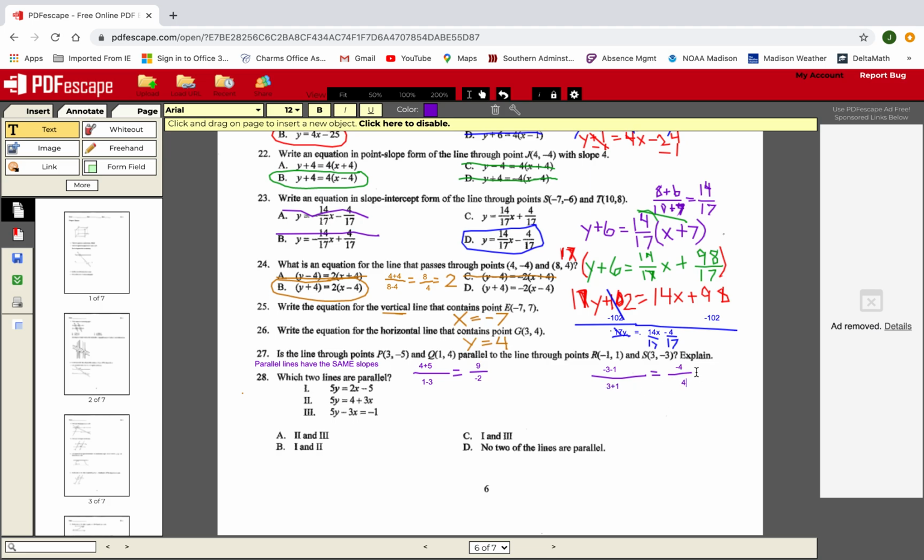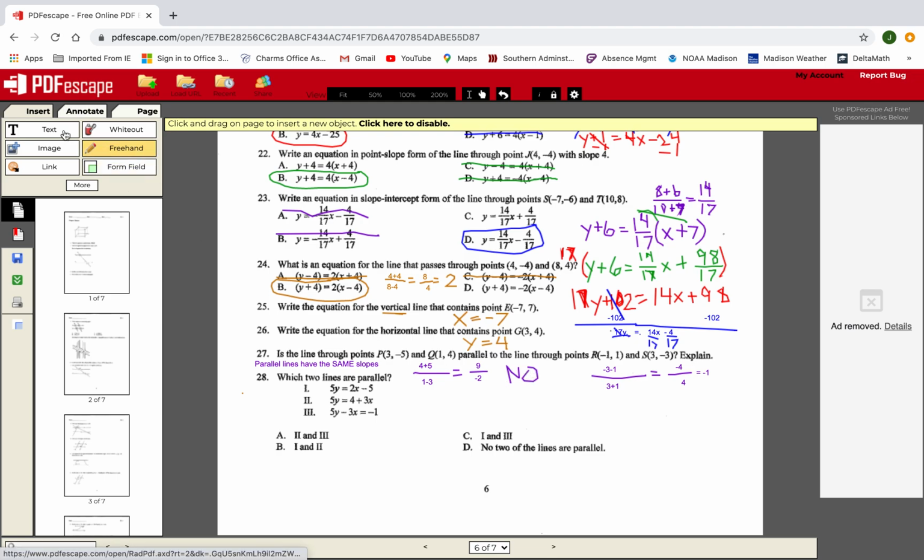So I end up with an overall slope here of just negative 1, which is not the same as 9 over negative 2. So our answer here then is no. Is the line through those points parallel? We're going to say no, because these slopes are not the same.